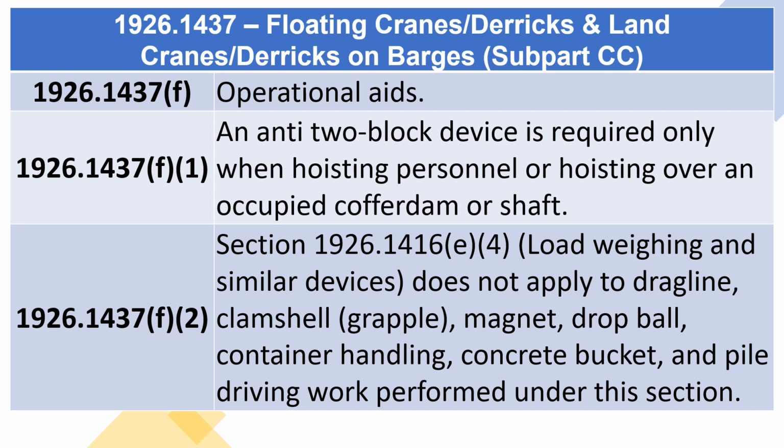1926.1437(f). Operational aids. 1926.1437(f)(1) and (f)(2). An anti-two-block device is required only when hoisting personnel or hoisting over an occupied cofferdam or shaft. Section 1926.1416(e)(4), load weighing and similar devices, does not apply to dragline, clamshell, grapple, magnet, drop ball, container handling, concrete bucket, and pile driving work performed under this section.